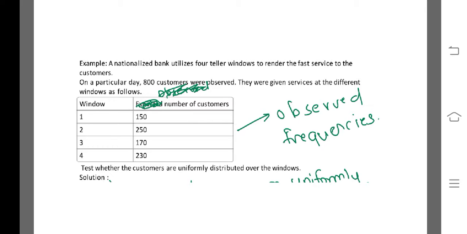Okay, let's imagine this scenario. In a bank, so many customers visit. So there are 4 teller windows to render the fast service, and it is expected that the customers are uniformly distributed over these 4 windows. On one particular day, the number of customers visited to each window is given here. So these are all our observed frequencies. What we want to test is the hypothesis that customers are uniformly distributed over the windows, against the customers are not uniformly distributed over the windows.